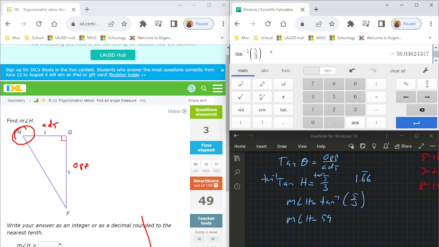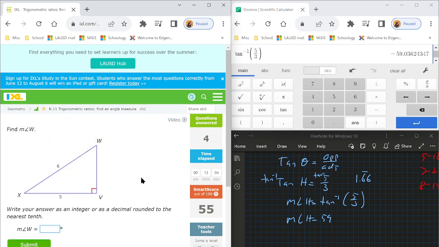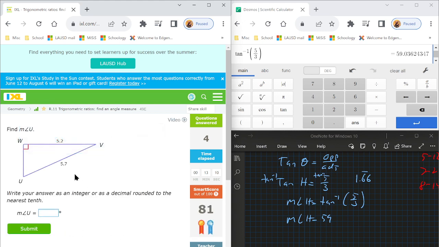Too much rounding can cause some problems too early in the problem. So that's 59 degrees. Let's come in, put that in, 59, check it, we're awesome. I don't think there's much else in here. That's all pretty much going to be it. Decimals don't really make a difference. That's a little higher level.